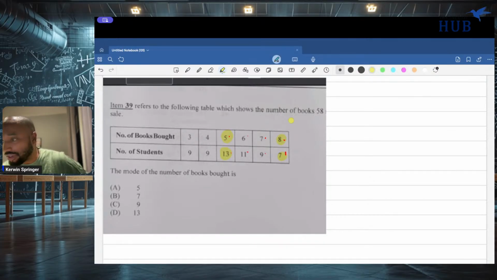They have 5, 7, 9. They have 9 in this too. 9 makes no sense. Anybody who picked 9 wasn't thinking at all. At least with the other ones you're thinking.